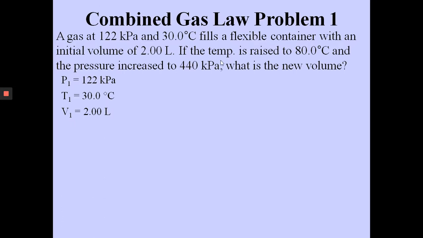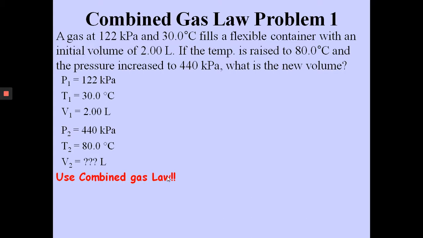And then the temperature is raised to 80.0 Celsius. That's my T2. And also the pressure increased to 440 kilopascal. Here's my P2. And my T2 was 80.0 Celsius. And I'm looking for what would be the new volume, which is V2. Based on these given variables, we know that we have to use the combined gas law.